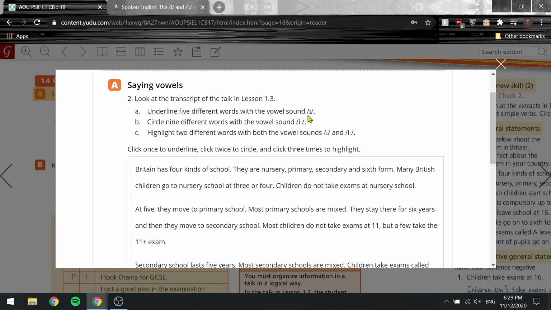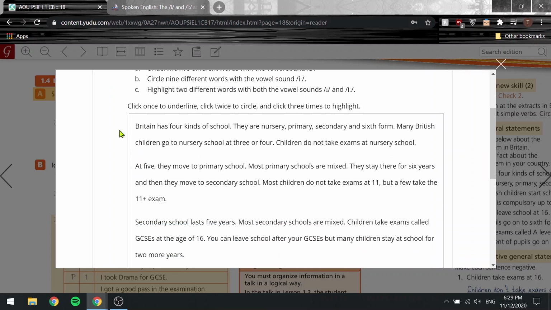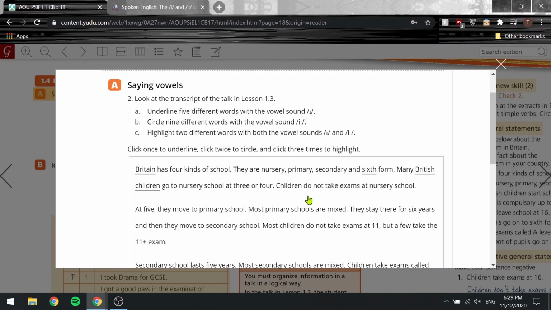Okay, so let's take a look. So we have Britain. That's the first one, has that I, and then Brit. Okay, so Britain has 4 kinds of school. They are nursery, primary, secondary, and sixth form. Notice how the word sixth form has that it sound. Okay, many, British again. Children also has that it sound.